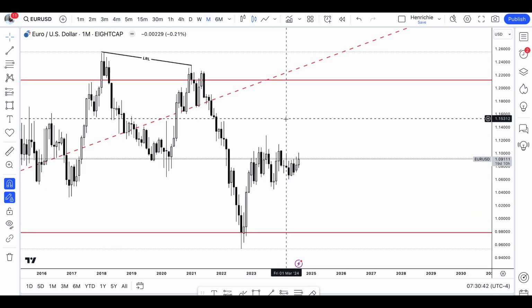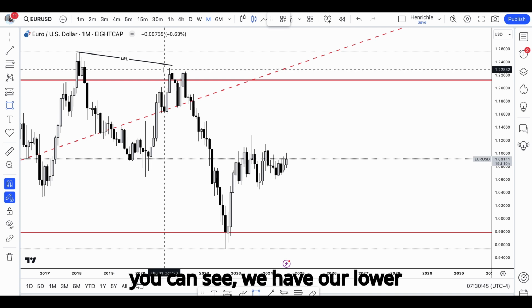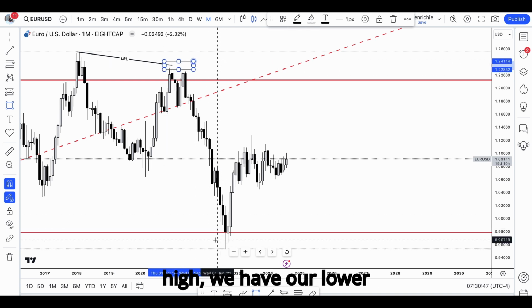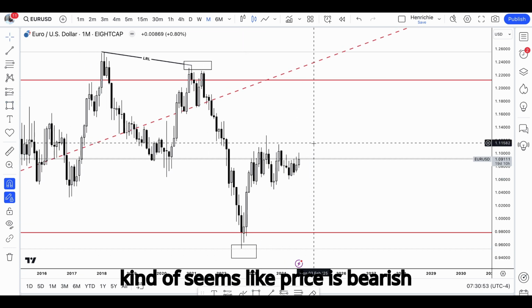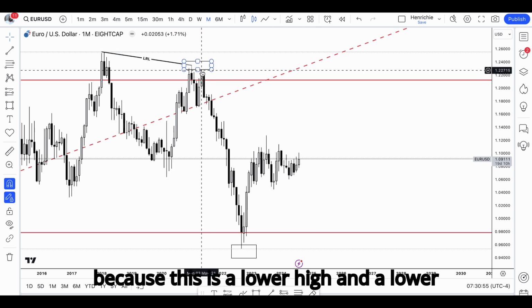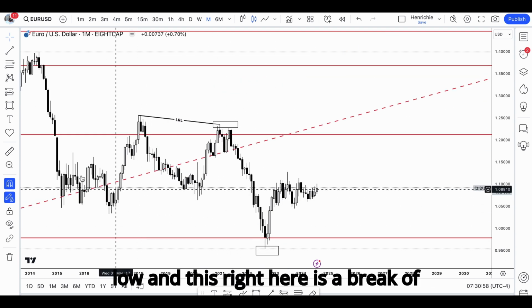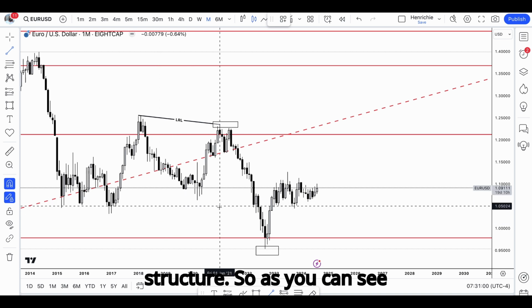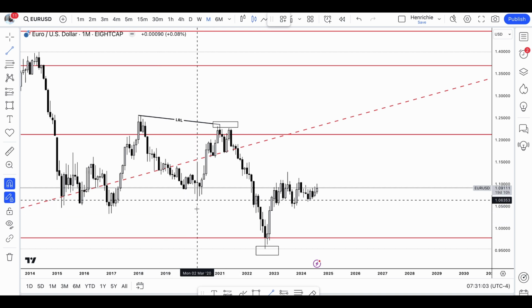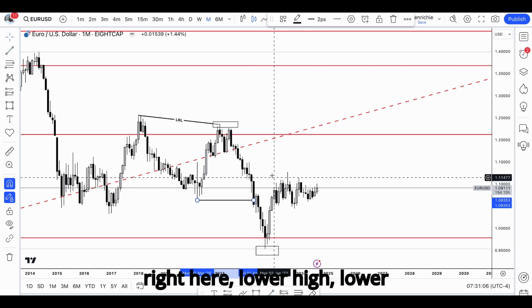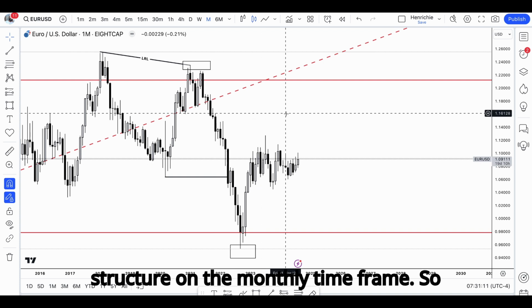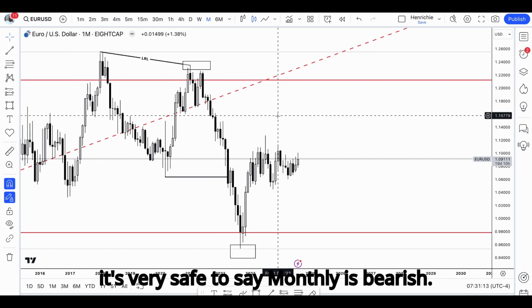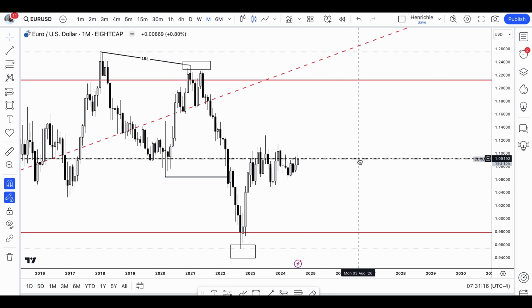Now, on the monthly time frame perspective, as you can see, we have our lower high, we have our lower low. And on the monthly time frame, it kind of seems like price is bearish because this is a lower high and a lower low. And this right here is a break of structure. So as you can see, very clear, right here, lower high, lower low. So this is pretty much a break of structure on the monthly time frame. So it's very safe to say monthly is bearish. So let's look for a sell.